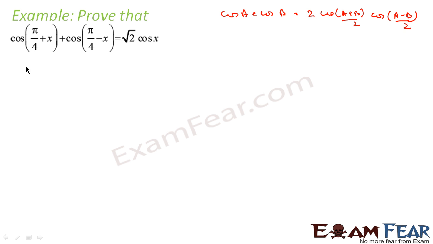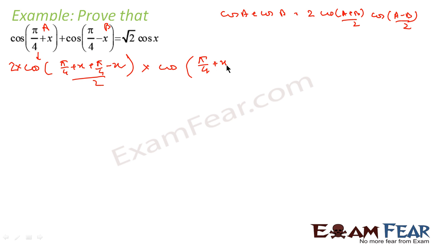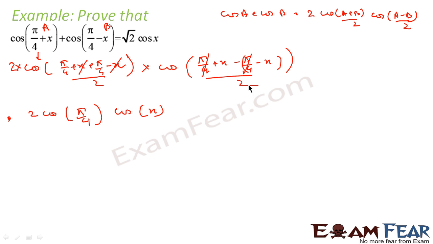So let's use this. This is a and this is b. So the LHS will become 2 cos of pi by 4 plus x plus pi by 4 minus x, whole thing divided by 2, into cos of a minus b, that is pi by 4 plus x minus pi by 4 plus x, divided by 2. So the x has gone in the first and pi by 4 minus pi by 4 has gone in the second. So what you get here is 2 cos of pi by 4 into cos of x, because this becomes 2x by 2, and pi by 2 by 2 is pi by 4.